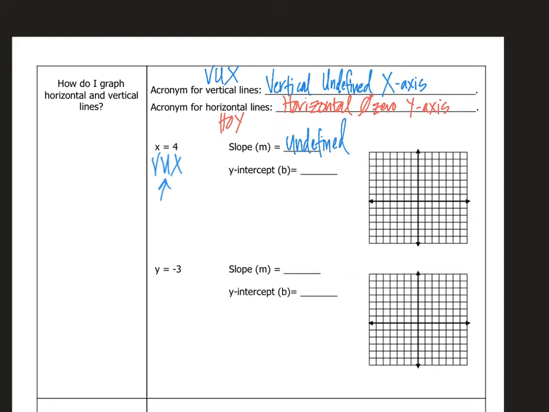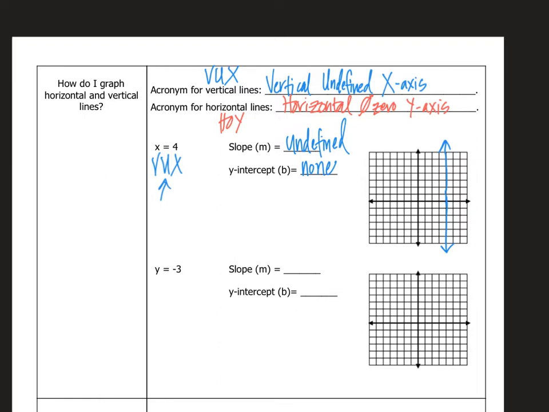And then my y-intercept, I'm actually not going to have one because this line is not going to go through the y-axis, so none. Okay, so then I am going to go over to my graph, and I'm going to go to the x-axis, and I'm going to go to +4, which is 1, 2, 3, 4, which is right here, and I'm just going to draw a line that goes through to the top and to the bottom. Make sure to draw arrows on it because it is continuous. And that right there is my line for x equals 4. It's a vertical line. It goes up and down. Okay, let's try this next one.